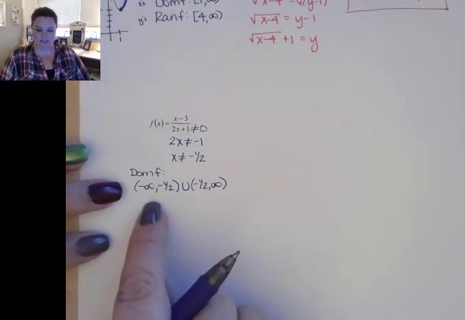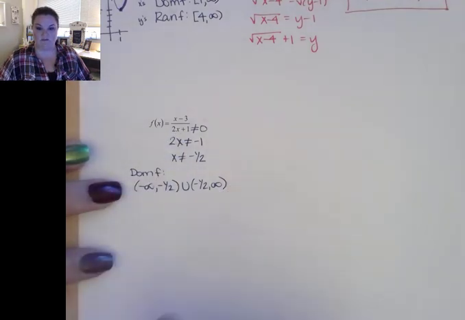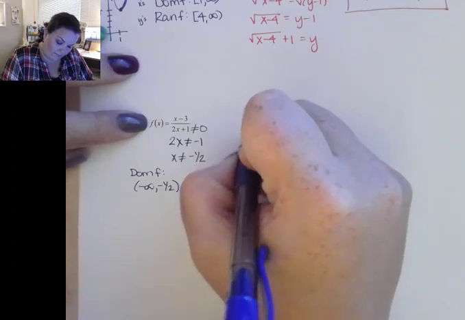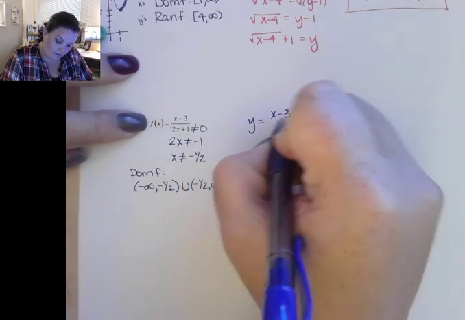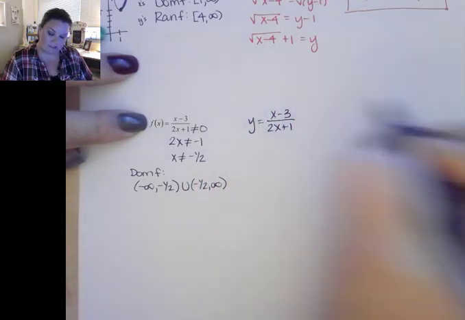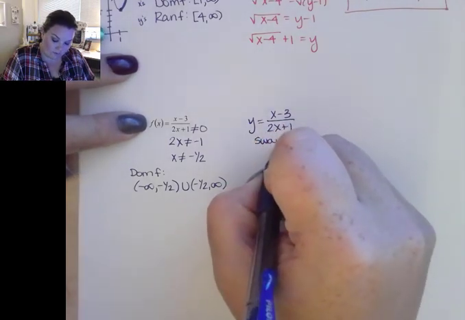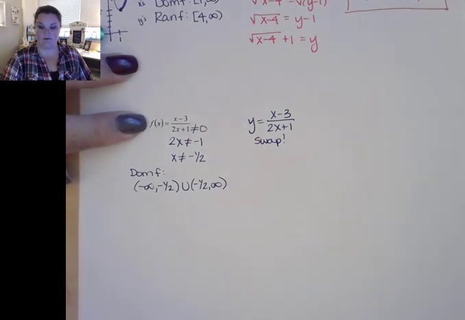Okay. Now, range is going to be a little bit different, so we're not going to worry about the range for just a second, and we're going to move on to finding our inverse function. So I'm going to write this without the f of x. I'm going to write it with y is equal to (x minus 3) over (2x plus 1). And then I'm going to swap all of my variables, right?